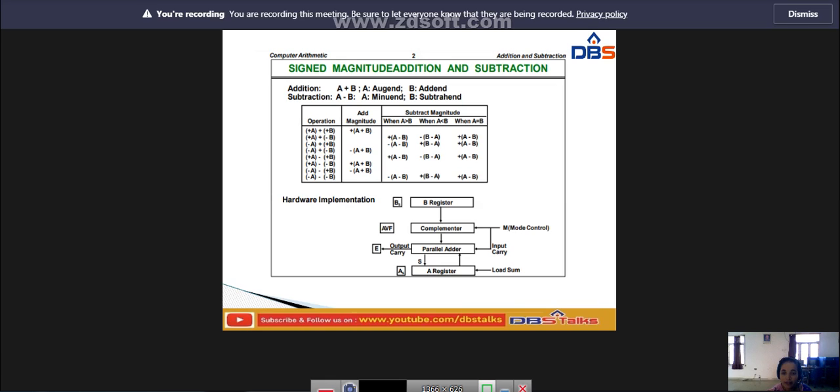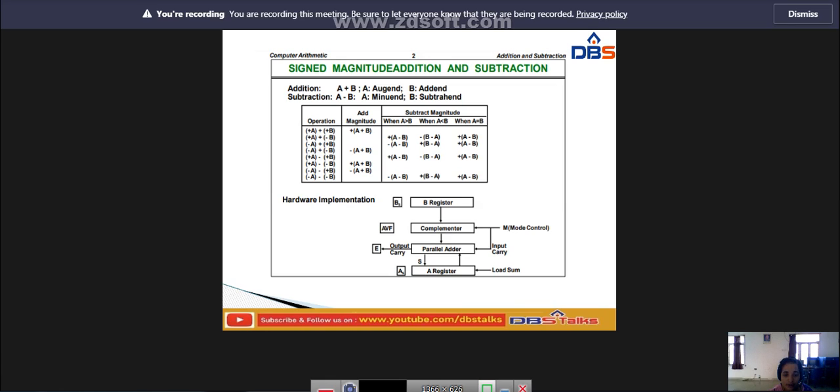We will get minus, plus plus means minus, plus plus. Plus plus means a minus of a minus b plus b minus a and a minus b. This is another operation. So this slide has the 8 possibilities of operations in addition and subtraction. Next, the hardware implementation.